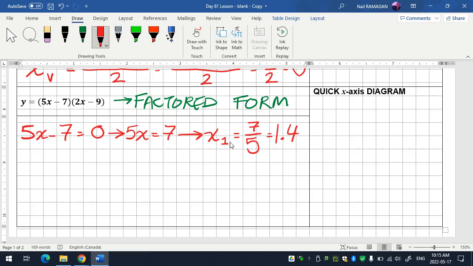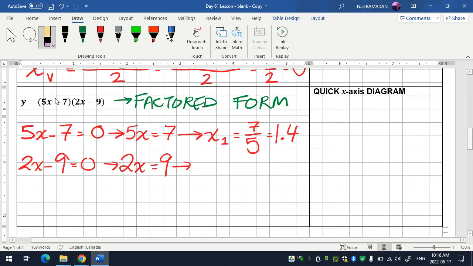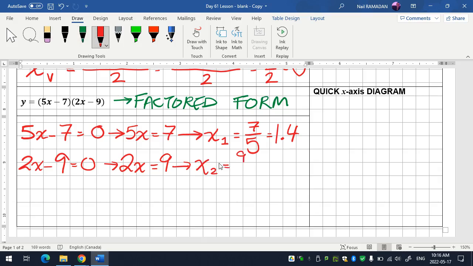It's 2x minus 9. Same idea. 2x minus 9 equaling 0, which means 2x is going to equal what? Positive 9 or just 9, which means 9 divided by 2. So x2 equals 9 divided by 2. Or asking how much is half of 9? 4.5.